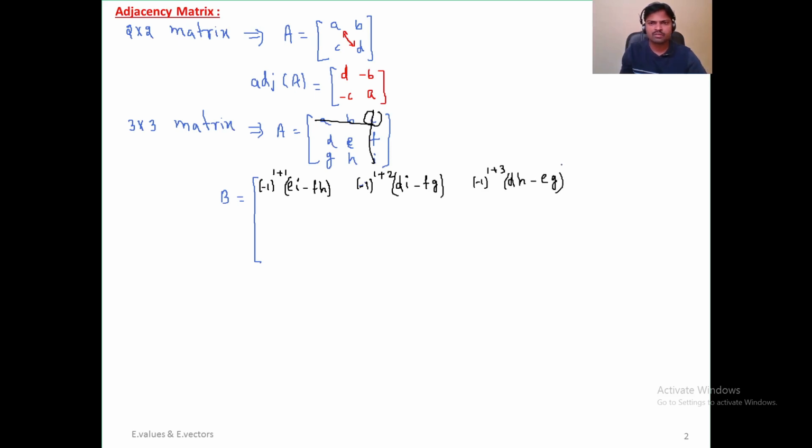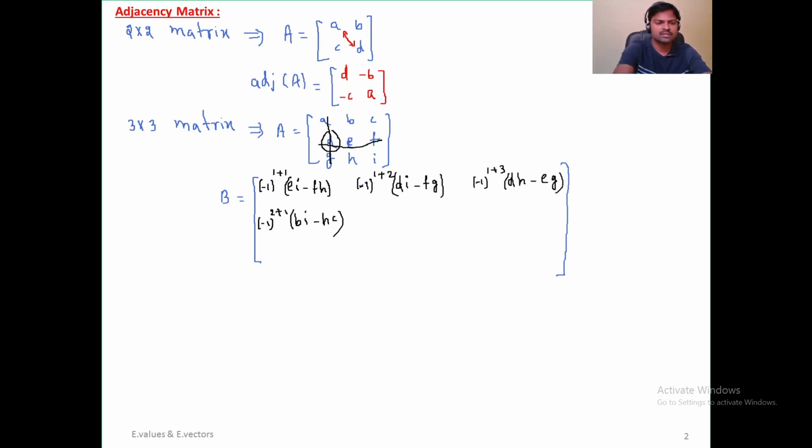Similarly, the next entry. How to find this entry? The same story. Now with respect to d, we have to expand. The address of d is minus 1 whole to the power of second row, first column. Since d is in the first column and second row, these will disappear. So b into i minus h into c, like this.